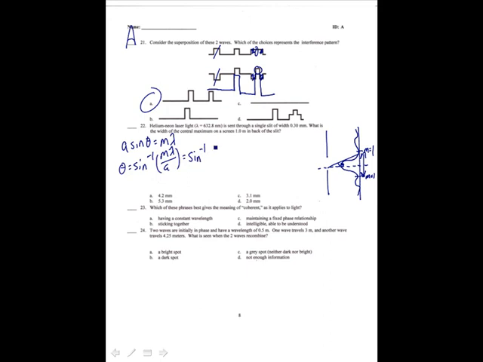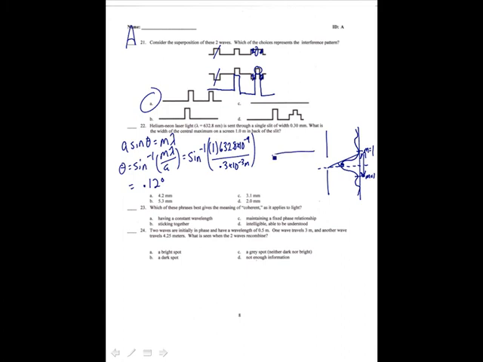That is, m is going to be 1. Lambda is 632.8 times 10 to the minus 9 divided by a, which we're told is 0.3 millimeters. That's 0.3 times 10 to the minus 3 meters. And that angle theta works out to be 0.12 degrees. Alright, so that's my angle theta.